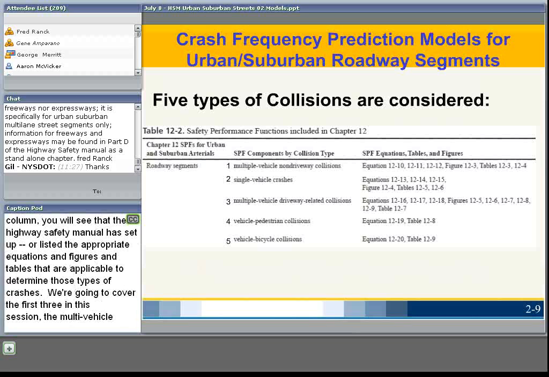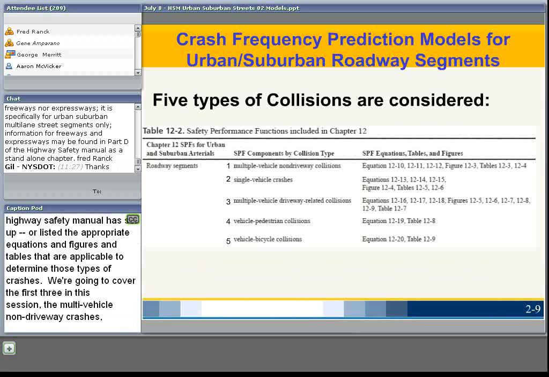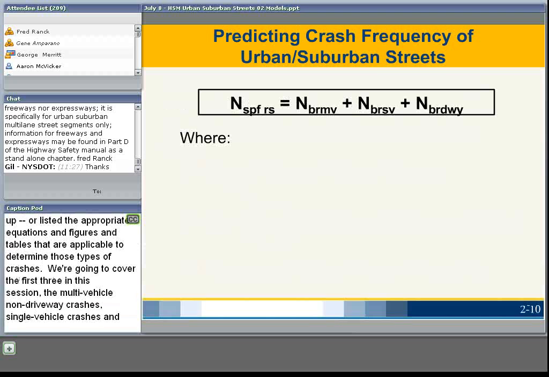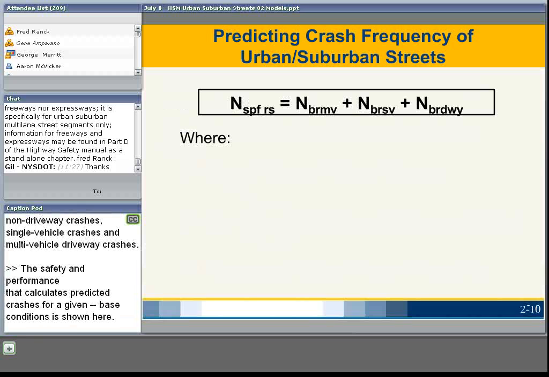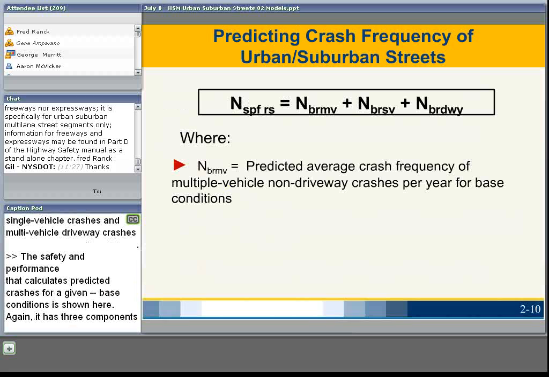If you look at the far right column, you will see that the Highway Safety Manual has listed the appropriate equations, figures, and tables that are applicable to determine those types of crashes. We're going to cover the first three in this particular session: the multiple vehicle non-driveway crashes, single vehicle crashes, and multiple vehicle driveway crashes.